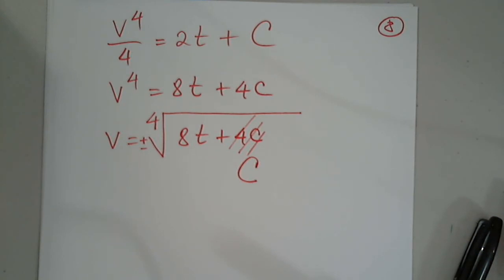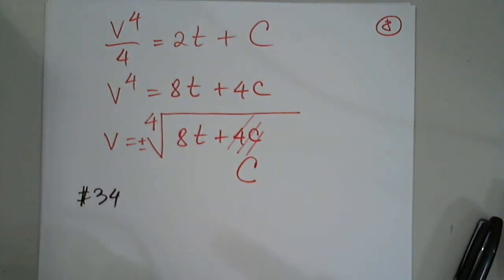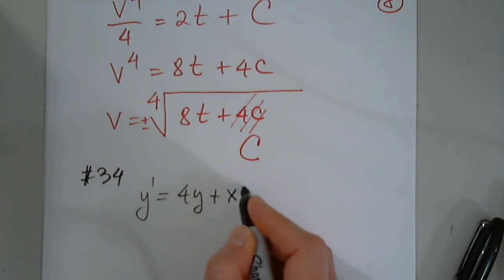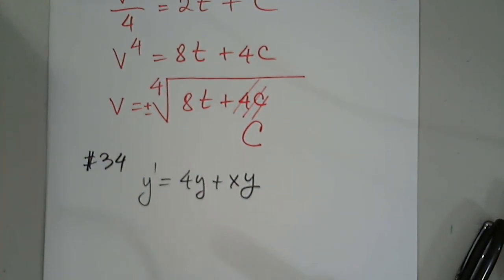Let's also look at 34, where we have y prime equals 4y plus xy. So what do I do next if I'm given something like this and I'm asked to solve? What is the first thought that comes to mind? Rewrite y prime. Exactly. Awesome.